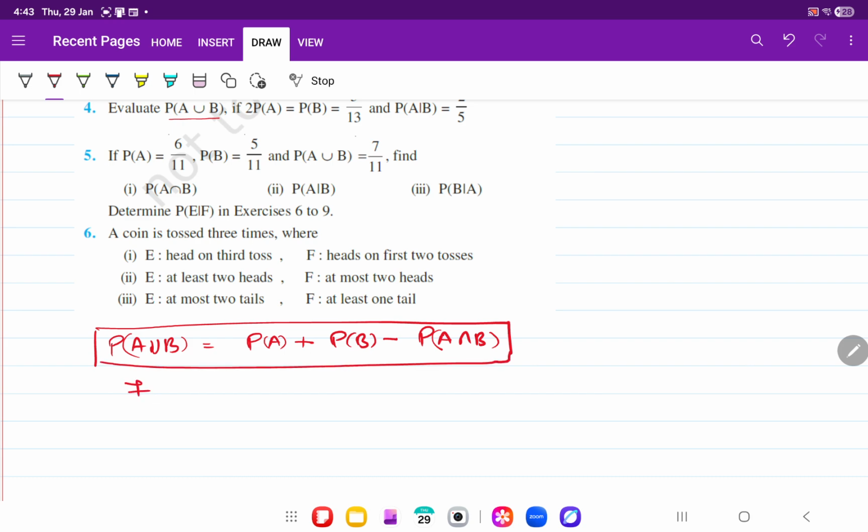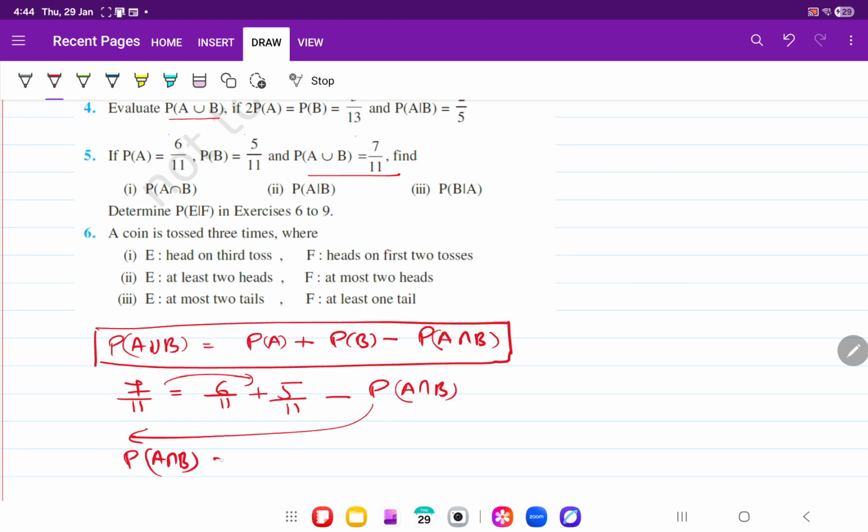A union B is given as 7 by 11. You can see here, PA is 6 by 11, PB is 5 by 11, minus PA intersection B. So PA intersection B will be 6 by 11 plus 5 by 11 minus 7 by 11. 11 is the LCM. So this is 11 minus 7, which is nothing but 4 by 11. So this is my first answer.